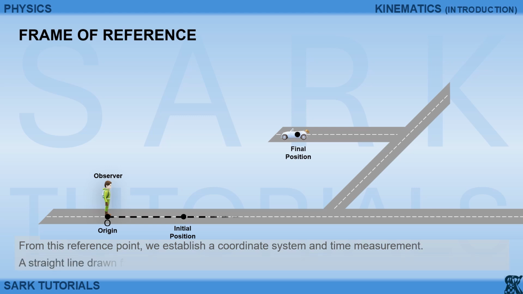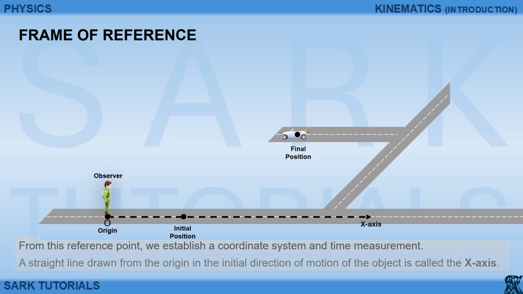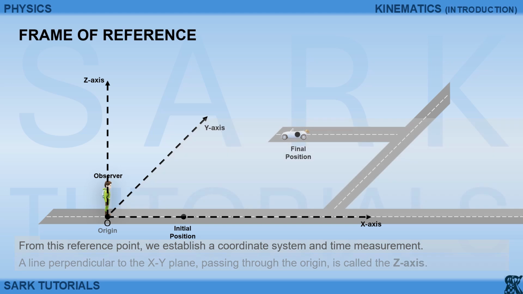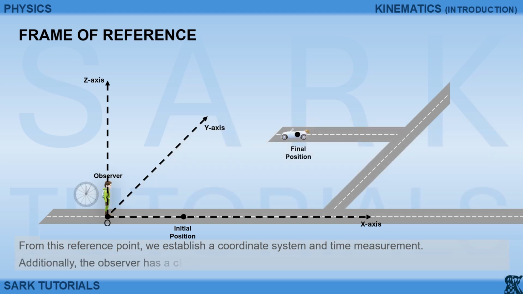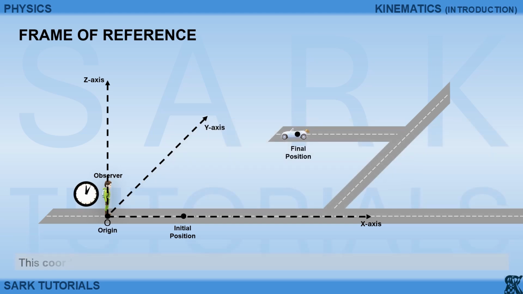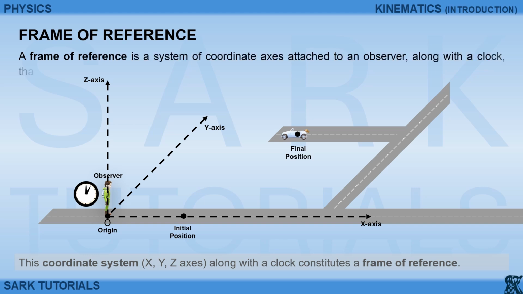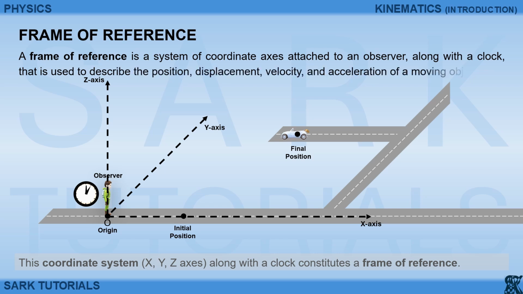A straight line drawn from the origin in the initial direction of motion of the object is called the x-axis. A line perpendicular to the x-axis is called the y-axis. A line perpendicular to the xy plane passing through the origin is called the z-axis. Additionally, the observer has a clock to measure time. This coordinate system, x, y, z axis, along with a clock constitutes a frame of reference. Hence, we can define a frame of reference as a system of coordinate axes attached to an observer along with a clock that is used to describe the position, displacement, velocity, and acceleration of a moving object.